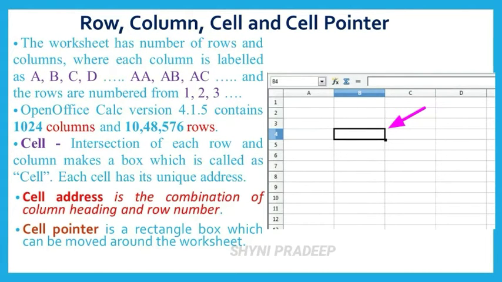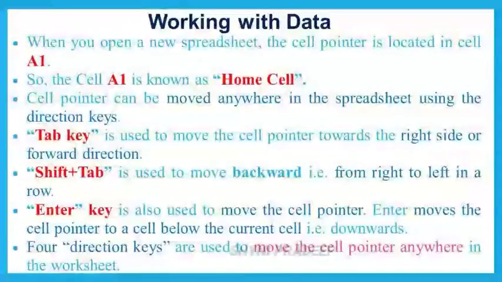Okay. Next topic is working with data. When you open a new spreadsheet, the cell pointer is located in cell A1. So cell A1 is known as the home cell. Cell pointer can be moved anywhere in the spreadsheet using the direction keys. What are the direction keys? Up arrow, down arrow, left arrow and right arrow.